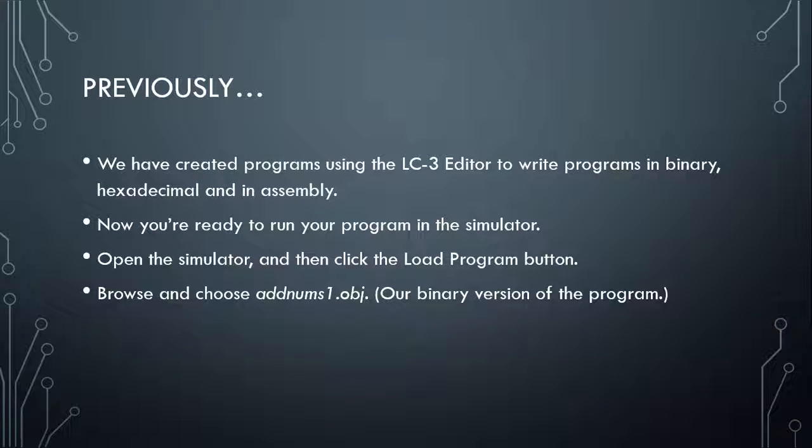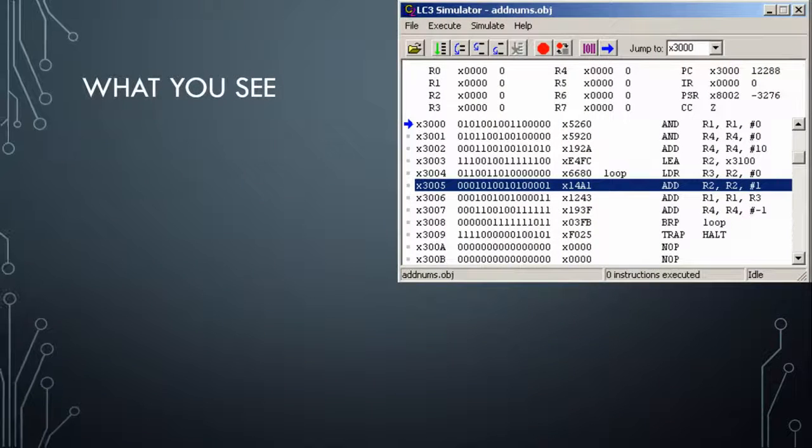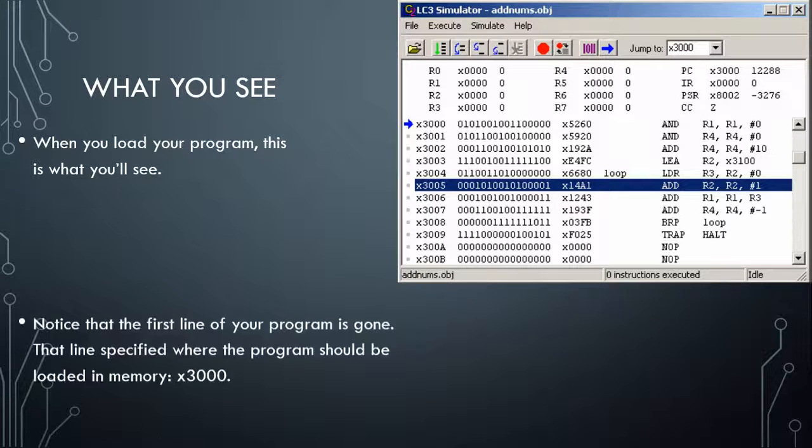We're going to browse and we're going to choose our addNum1.obj. This is our binary version of the program. And notice that you only get the option to open one type of file in the simulator, .obj. You're not going to see anything like .hex or .binary or .asm, regardless of which one you're trying to load. So what you'll see is when you load your program, you'll see something very similar to this.